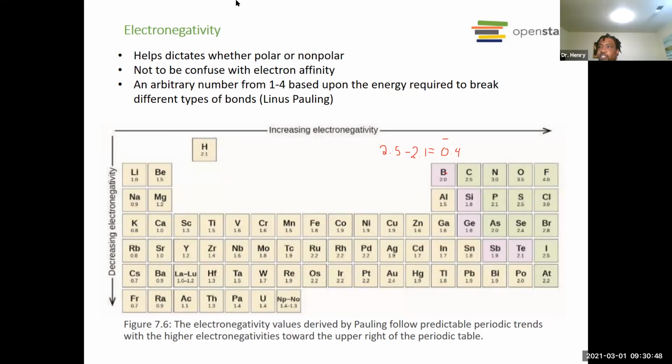What about oxygen and chlorine? It would be polar covalent, because the difference is 0.5, right?